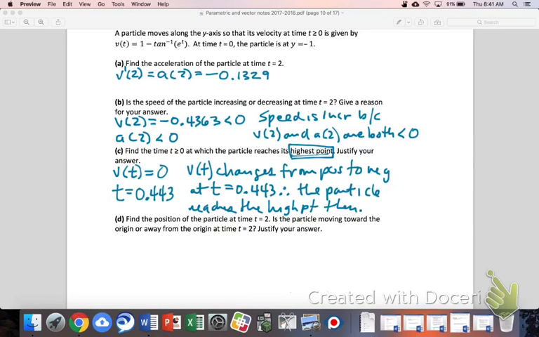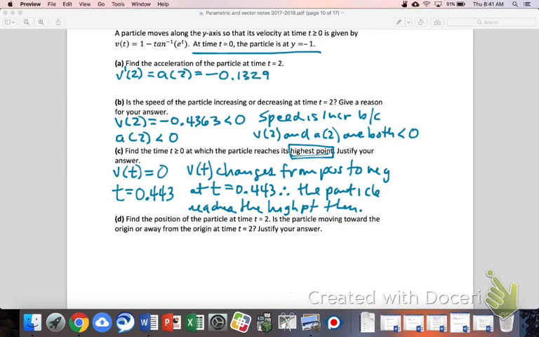No yelling. All right, so part D says find the position of the particle at time t equals 2. So to find the position of the particle at time t equals 2, you need to consider two things. You need to ask yourself, where did the particle start and how far did it move? So where did the particle start? -1. Yeah, we can see that up there at the top. It says when t equals 0, the particle is at y equals -1.